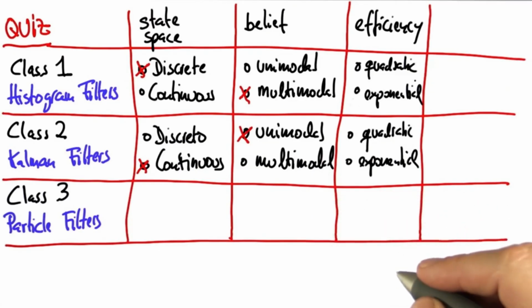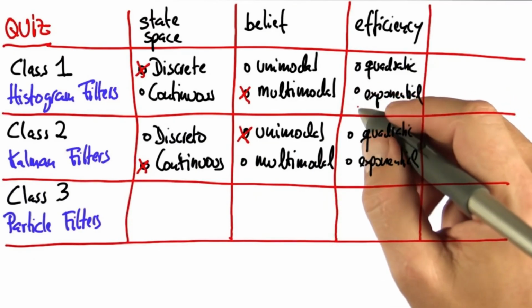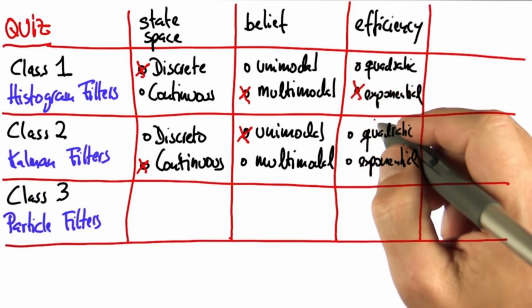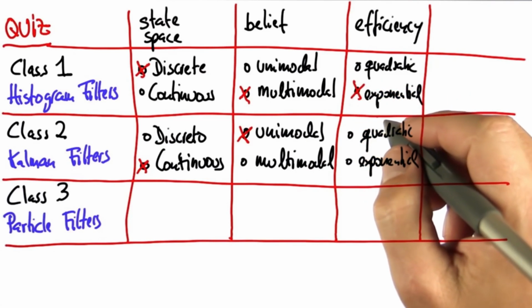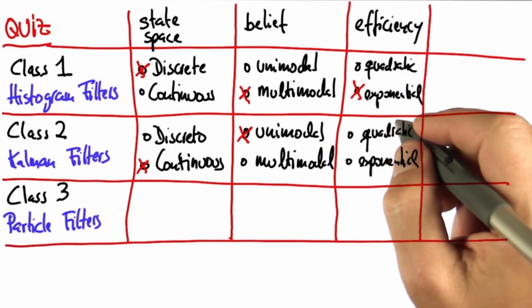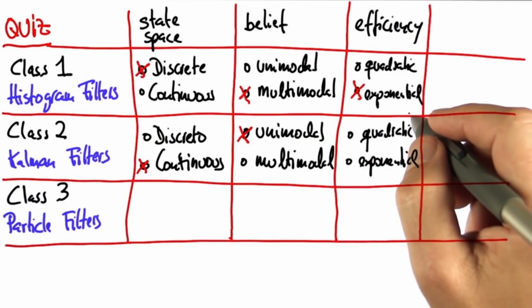The histogram filter's biggest disadvantage, it scales exponentially. And the reason is any grid that is defined over k dimensions will end up having exponentially many grid cells in the number of dimensions, which is really unfortunate because we can't really represent high-dimensional grids very well. So it works really well for low-dimensional problems, like three-dimensional robot localization problems.